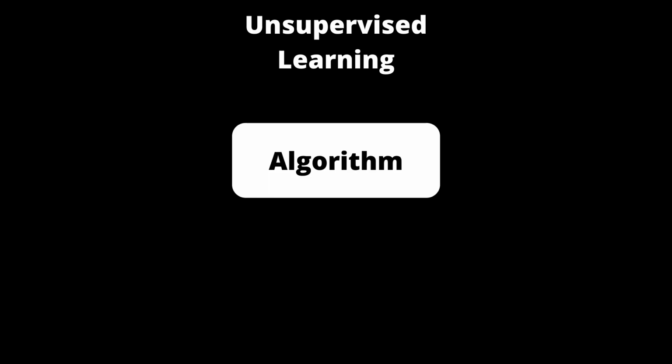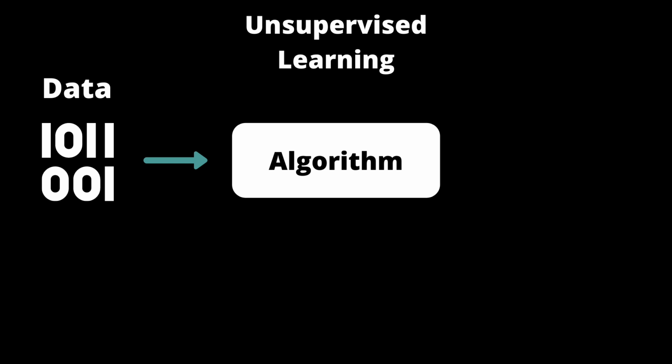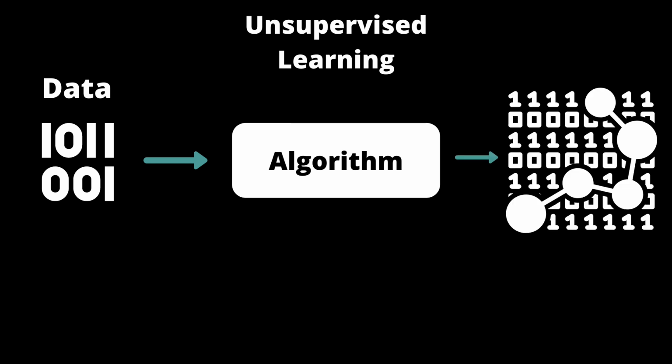Let's talk about unsupervised learning. This is training an AI algorithm using unlabeled data. You simply provide the algorithm with data, and its job is to cluster the data into meaningful patterns. In this case, the algorithm has no idea what to look for, and this is very different to the supervised learning we just talked about.